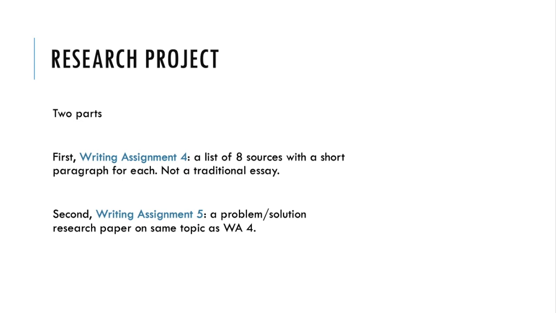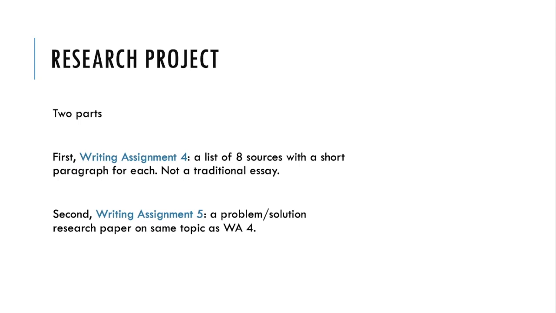The second step is to write the paper, and that is a traditional-ish essay. So it's a problem solution research paper, and it's the same topic as writing assignment 4, the list of sources. And you want to use the same sources. So after you gather those sources, you've written writing assignment 4, you've read the sources, and you're thinking about the topic, then you'll write an essay exploring the group and the discrimination they face in more detail.